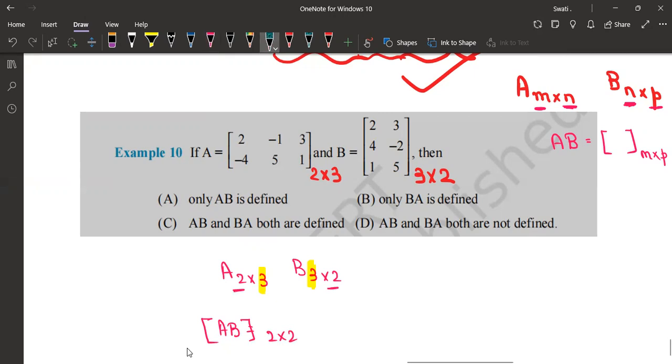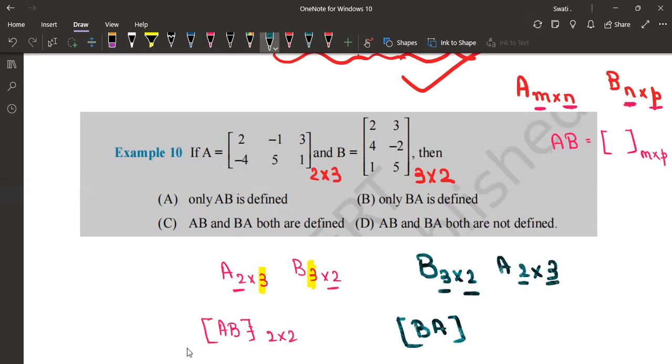But we have another choice that BA also we have to check. So let's write down now BA. B is 3 by 2 and A is 2 by 3. Again, the number of columns in B, that is 2, is the same as the number of rows in A. Again, that is getting satisfied. So if you find out BA, the resultant will be 3 by 3. That means we can say here that AB is defined and BA is also defined. Again, what is the meaning of being defined? It simply means we can find out the product of A and B matrices and B and A as well. So that is why the correct option is option C.